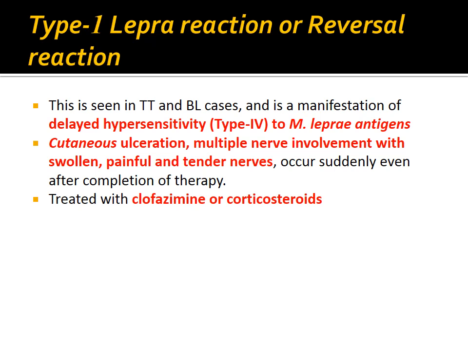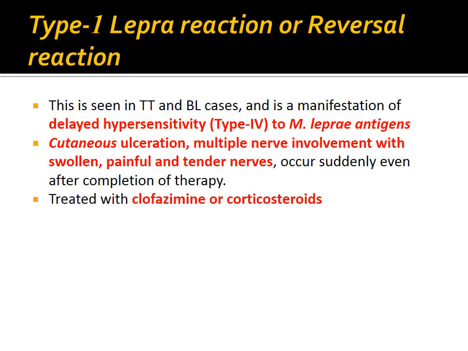Because of this, cutaneous ulceration develops. It might be present earlier but it increases in number. Skin ulceration, and multiple nerves are involved. Mostly the nerves become swollen, painful and tender. This type 1 lepra reaction can happen even after the completion of therapy. So type 1 lepra reaction is a type 4, or delayed, hypersensitivity to Mycobacterium leprae, where cutaneous ulceration and nerve involvement occur.